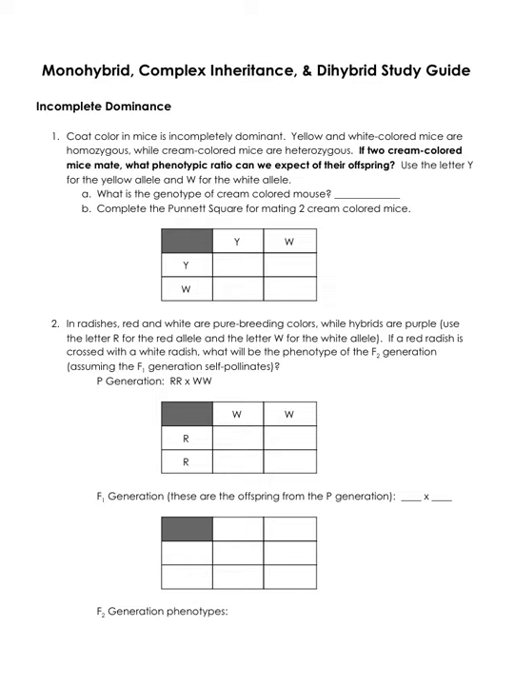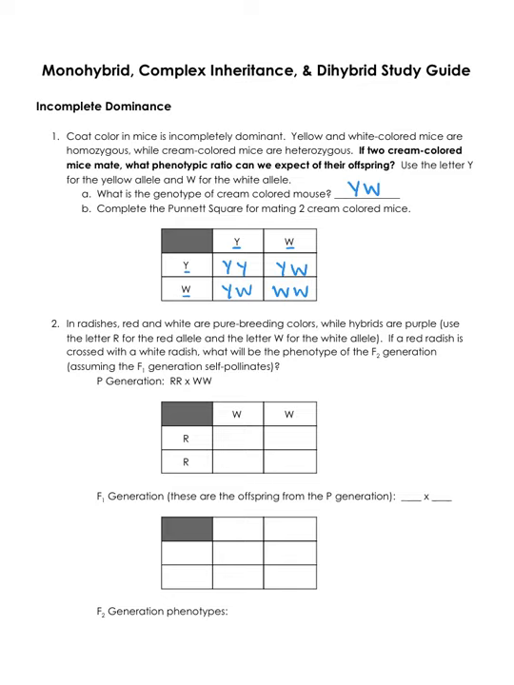So we're going to use the letter Y for yellow and the W for the white allele. So first we need to know the genotype of a cream-colored mouse. And so remember, the cream-colored mice are heterozygous, so they'll have a Y and a W in their genotype. And if we have two cream-colored mice, we're going to have YW on the top of our box and YW on the side of our box. And then in our boxes, we'll put capital Y, capital Y, capital Y, W, capital Y, W, and W, W.